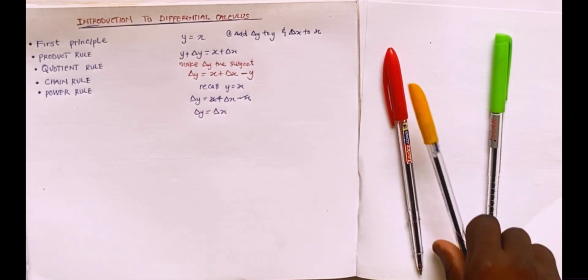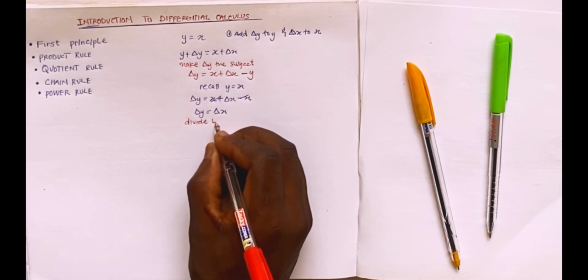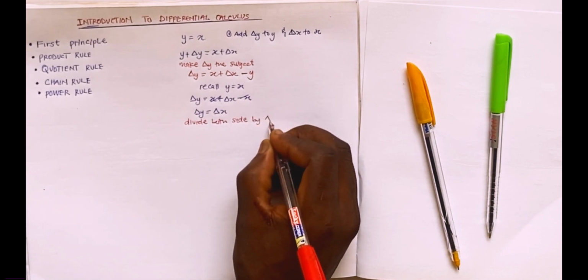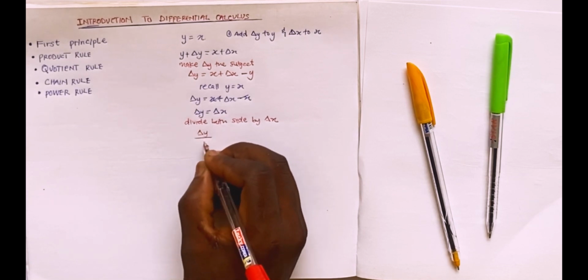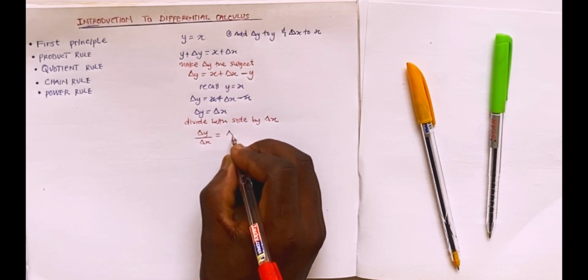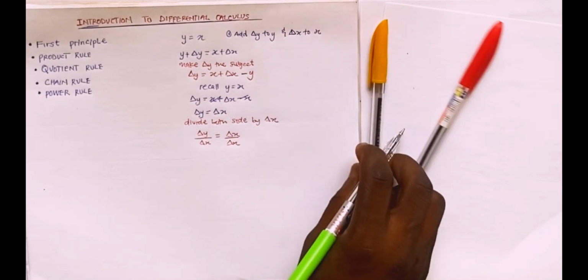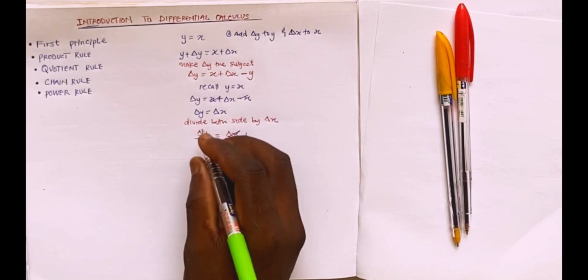So the next thing is that you divide both sides by delta x. You get it right now. So here you're going to have delta y divided by delta x equals delta x divided by delta x. You can just view that we cancel this, this and this are out of the way, so that it equals 1.